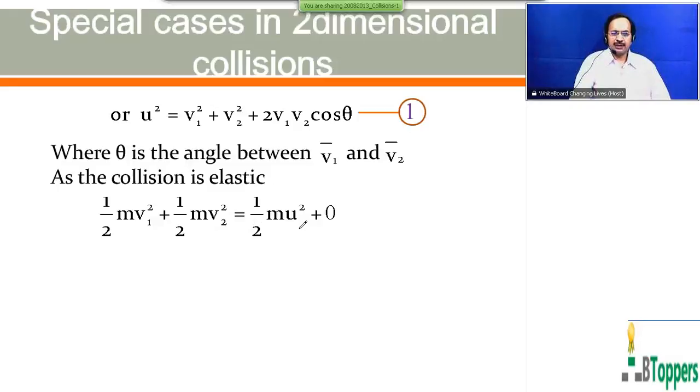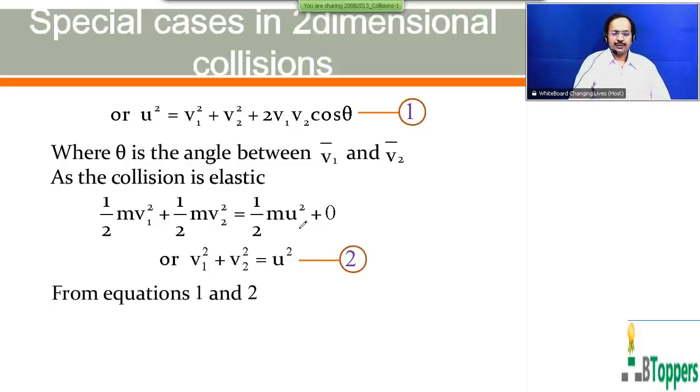Divide the equation by mass m, or half m is the common factor that gets cancelled on both sides. You get v1 square plus v2 square equal to u square. Now substitute the value of u square from the second equation into the first equation. So equating the values of u square from equations 1 and 2, you can write v1 square plus v2 square plus 2v1 v2 cos theta equal to v1 square plus v2 square.